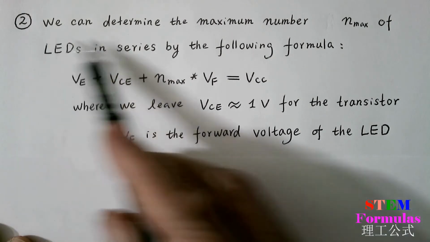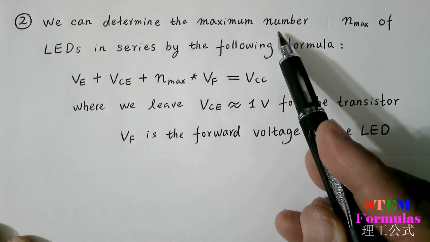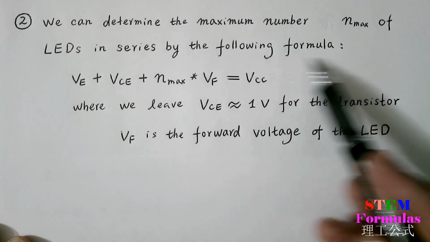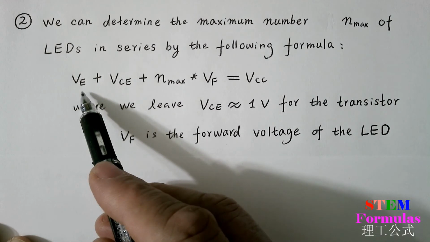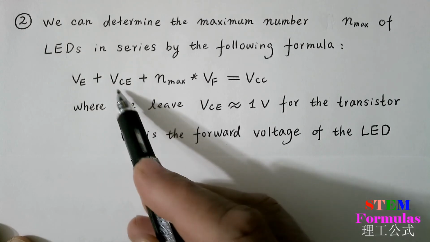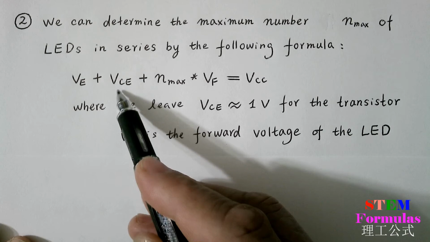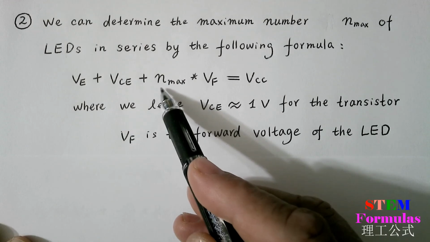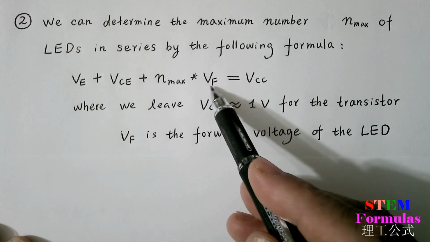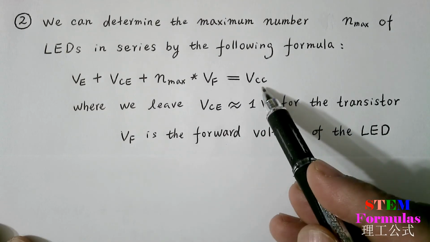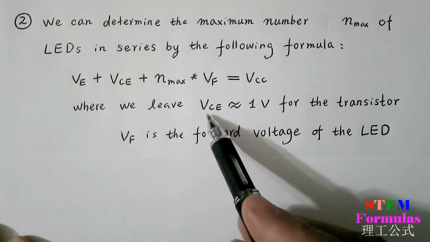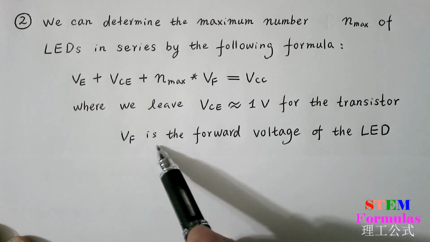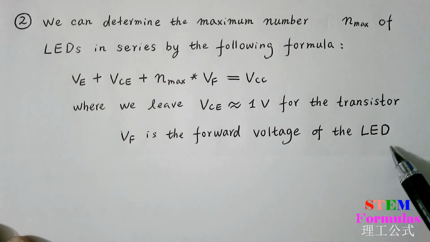Number 2, we can determine the maximum number, n max, of LEDs in series by the following formula. VE plus VCE, where VCE is the voltage between collector and emitter of the transistor, plus n max times VF equals VCC, where we let VCE equal 1 volt for the transistor. VF is the forward voltage of the LED.